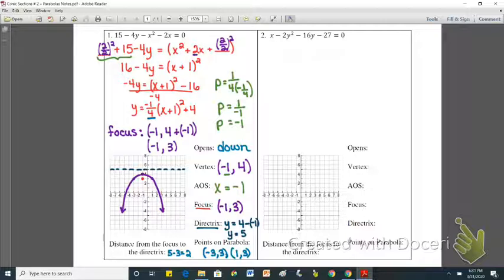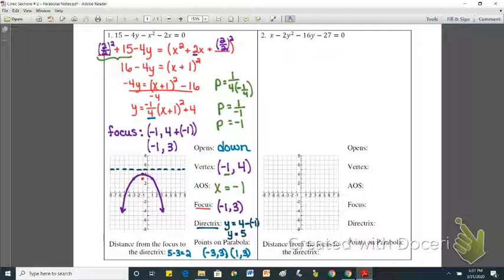So let's go on to the second one. Here I look and I see what is my squared term. My squared term is y. Therefore, it's going to be an x equals, and therefore it's going to be a horizontal parabola. It's going to open left or right.